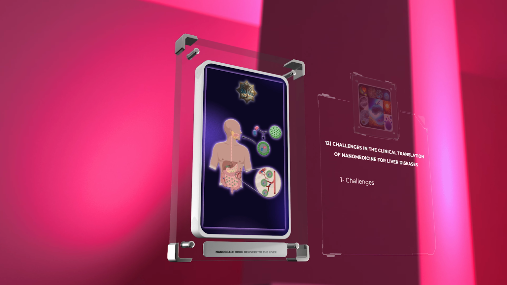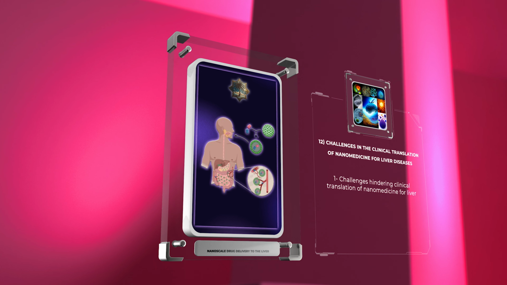Despite the incredible progress in medical nanotechnology, several challenges hinder the clinical translation of nanomedicine for liver diseases. In this section, we will discuss the regulatory hurdles, manufacturing scalability, and toxicity concerns associated with nanomedicines. Furthermore, the complexity of disease heterogeneity, clinical trial design, and cost-effectiveness will be addressed. By understanding these challenges, we can pave the way for successful implementation of nanomedicine in clinical practice.